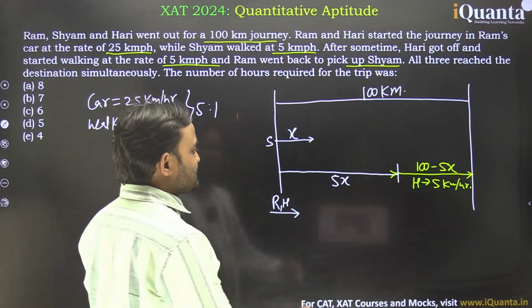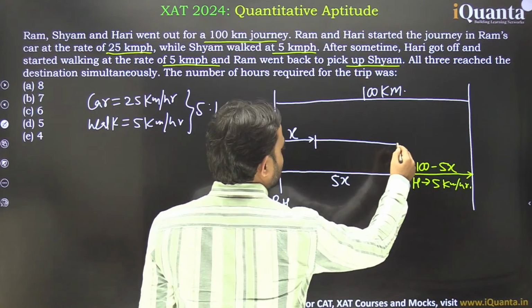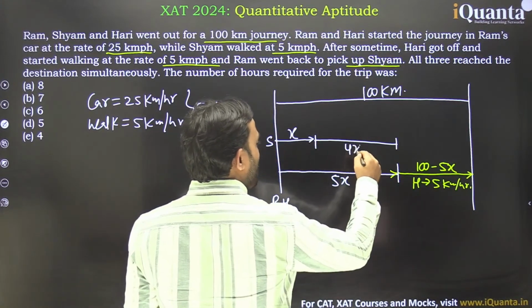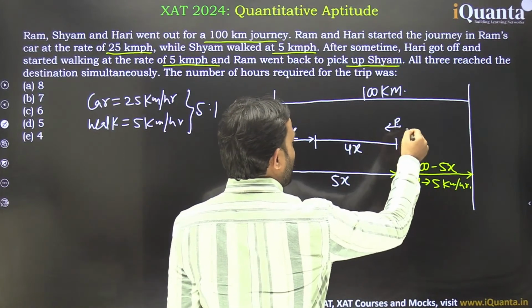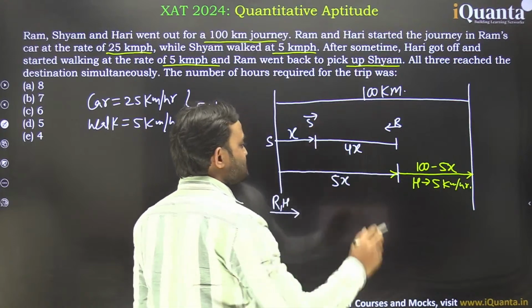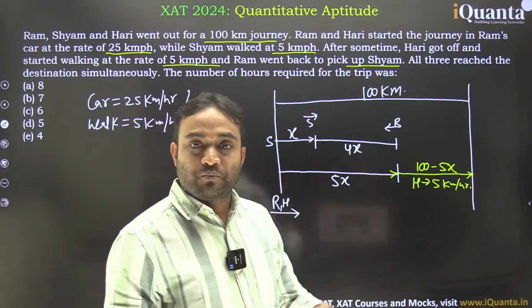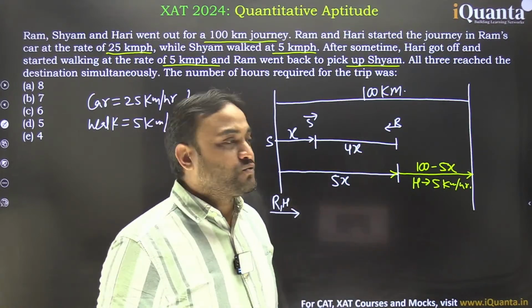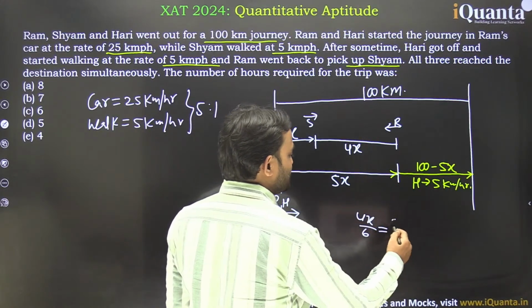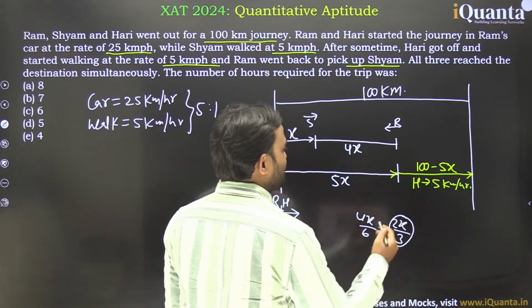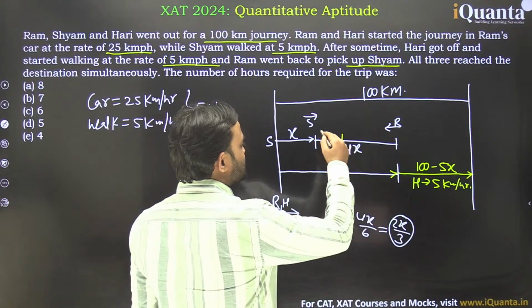Now the left distance, the distance which is remaining here, is 4x, of which Ram is going in this direction and Shyam is going in this direction. Ratio of their speed is 1:5. So the distance will also be in 1:5 ratio. In means total 6. So 4x by 6 is equal to 2x by 3. So that means 2x by 3 distance is covered by Shyam.